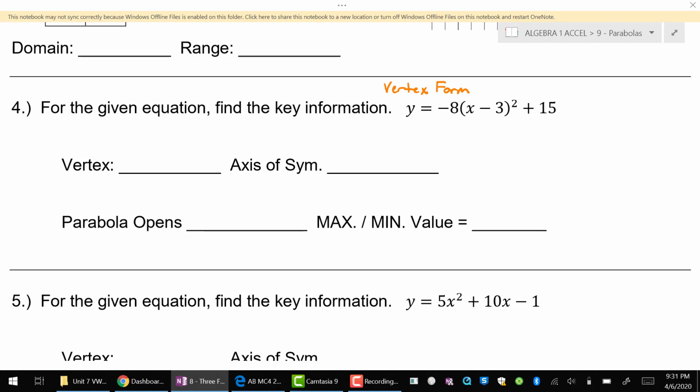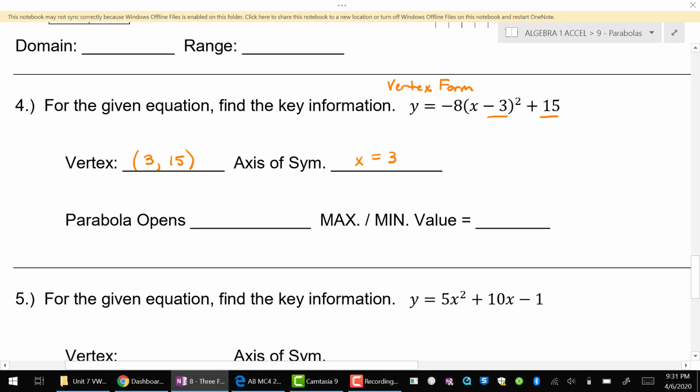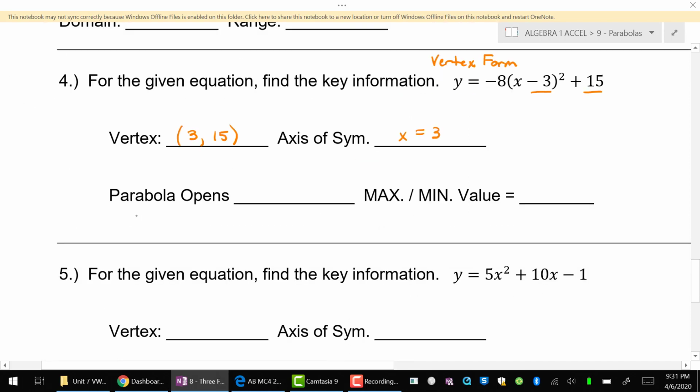So here the vertex will be 3, 15. 3, 15, H and K. The axis of symmetry is going to match the x coordinate of that vertex. So x equals 3. How will the parabola open? For that, I'm going to go to the a value, so analyze the leading coefficient.